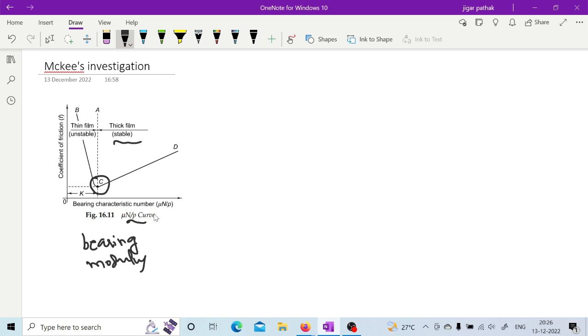Right. So the minimum value of this bearing characteristic number should be equal to K in order to avoid metal to metal contact, right? So generally it is kept at 3K so that it is ensured that there is no metal to metal contact while operation is going on. So generally this bearing modulus is kept that high, almost 3K, in order to avoid this metal to metal contact.